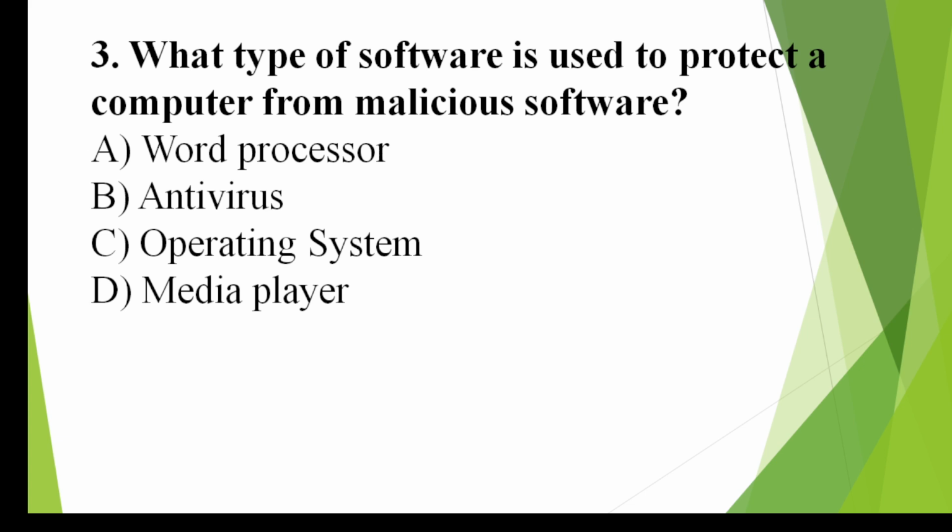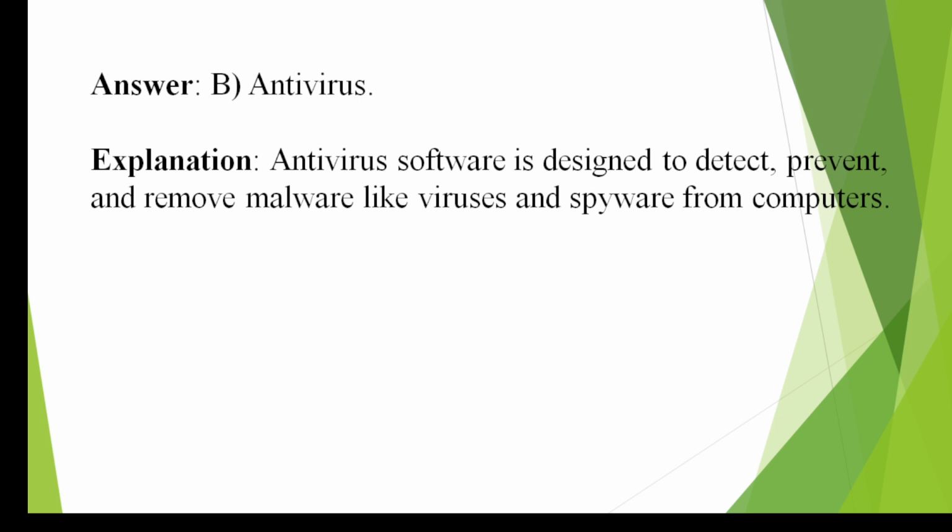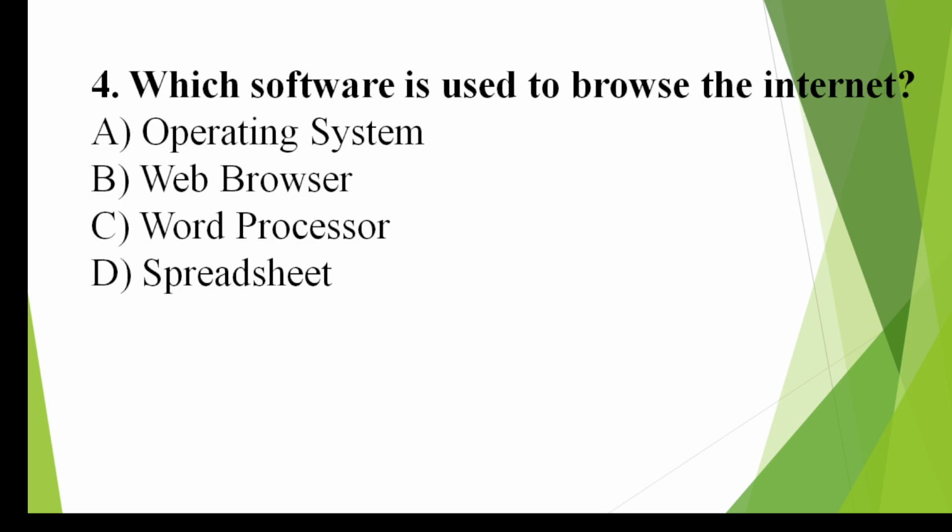What type of software is used to protect a computer from malicious software? A, Word processor. B, Antivirus. C, Operating system. D, Media players. The correct answer is antivirus. Antivirus software is designed to detect, prevent, and remove malware like viruses and spyware from computers. Let's move to question number 4.